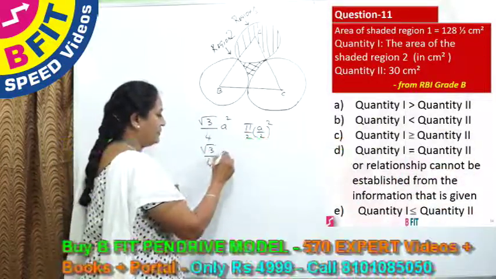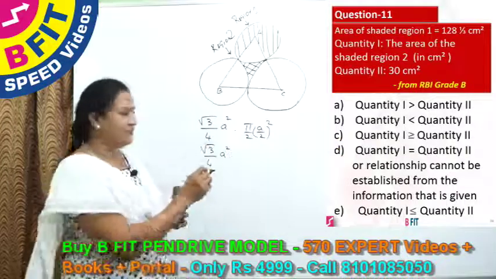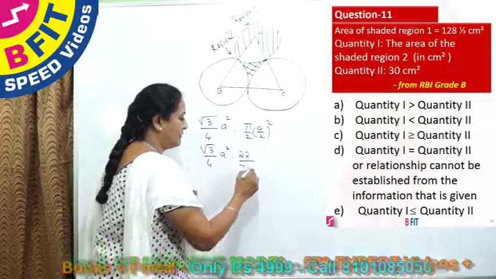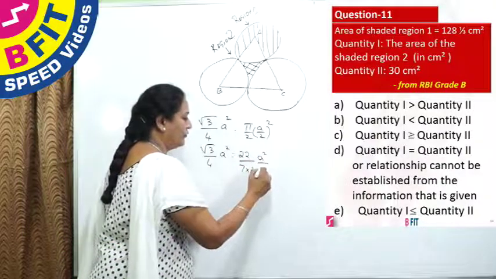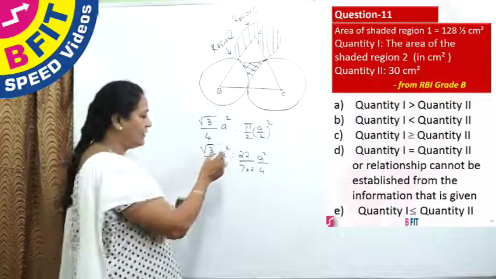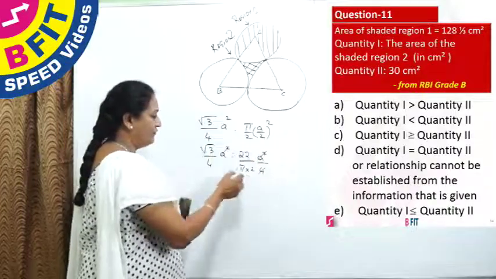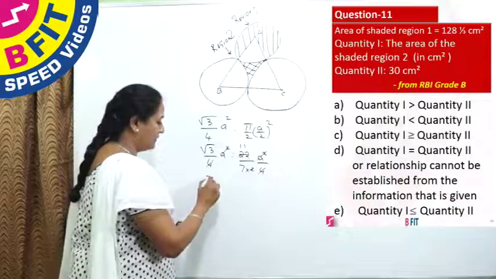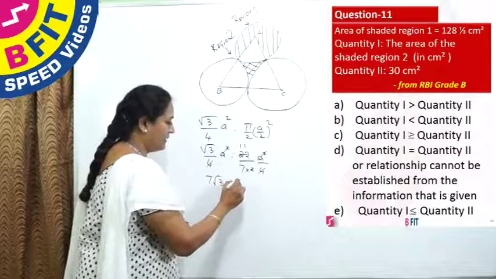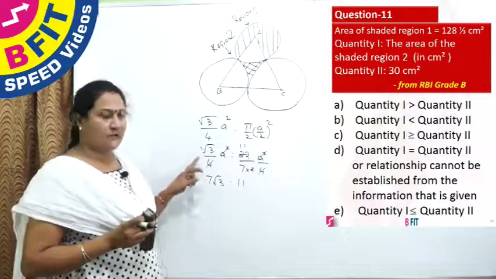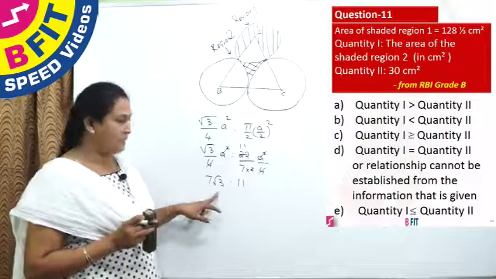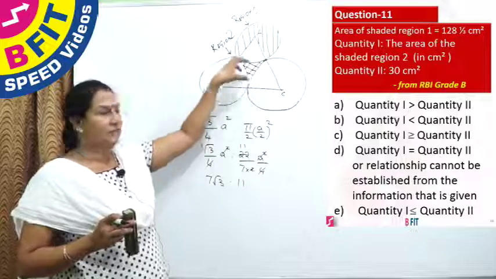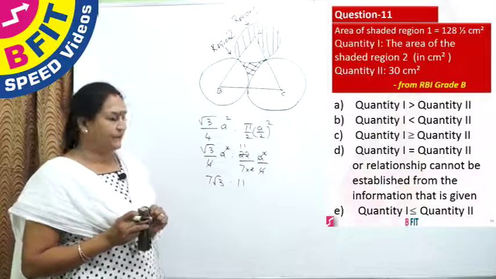So root 3 by 4 A square, and I'll write pi as 22 by 7 and A square by 4. Now cancelling all the common factors, A square, 4, and here we can cancel 11. So 7 into root 3 is to 11. So the area of the equilateral triangle is 7 root 3 parts, and the area of the semicircle which we are going to remove from inside the triangle is 11 parts.